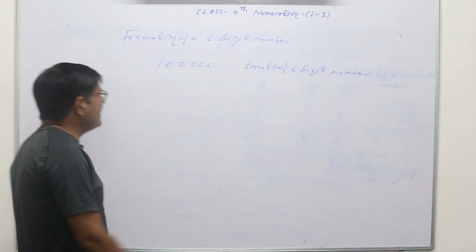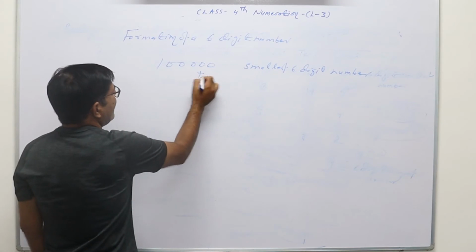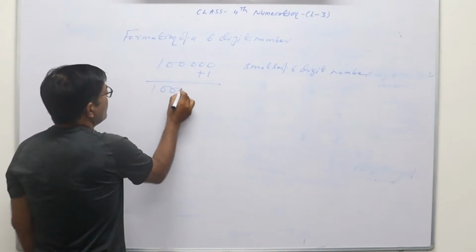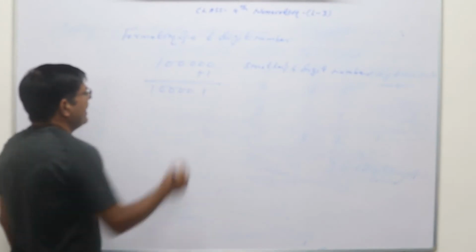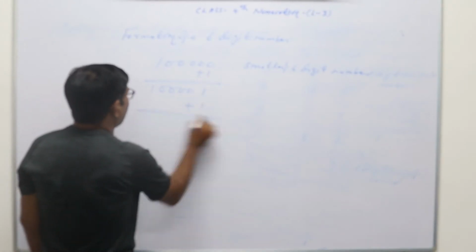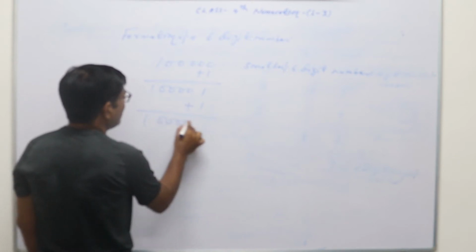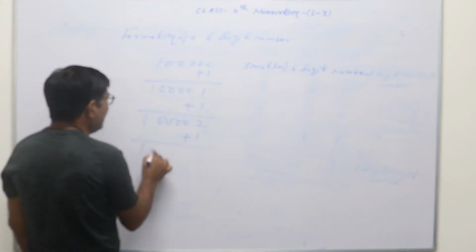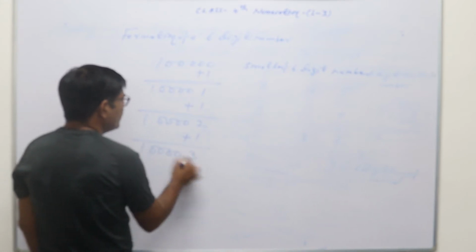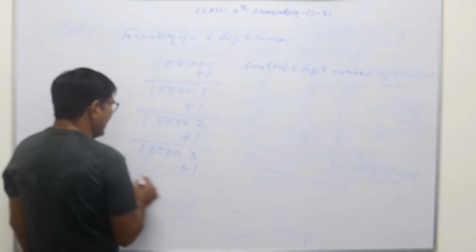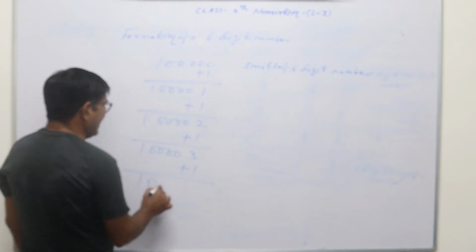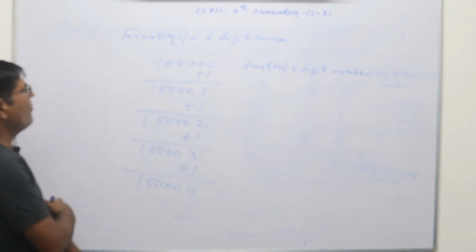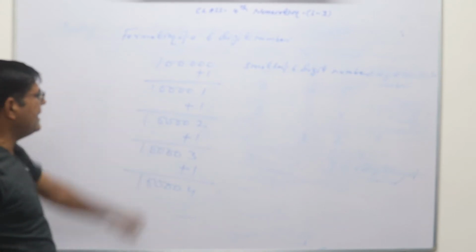Now to write the second number, if we add 1 to 1 lakh, then it will be 1 lakh 1. If we add 1 more, then it will be 1 lakh 2. If we add 1 more, then 1 lakh 3. Again if we add 1, then it will be 1 lakh 4. So in this way we can form 6-digit numbers.